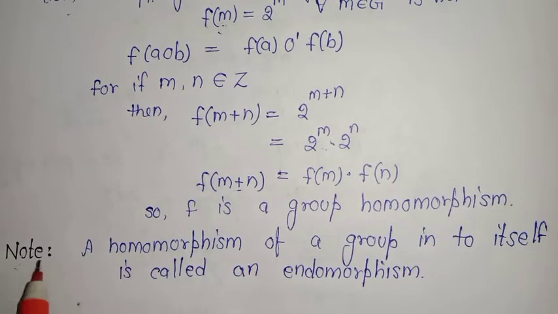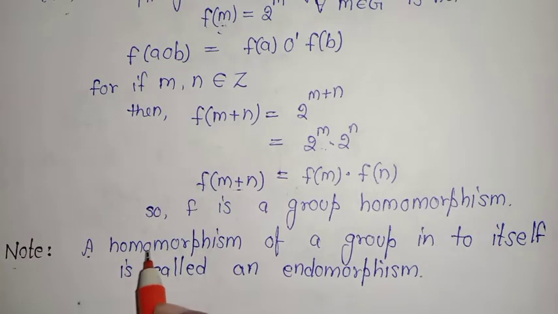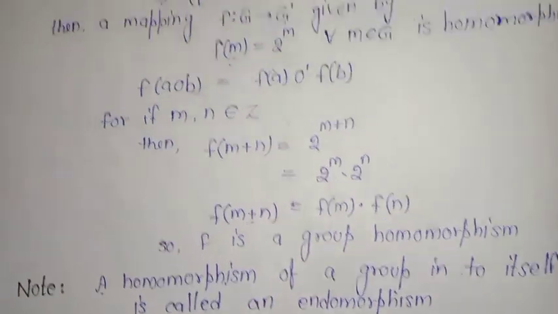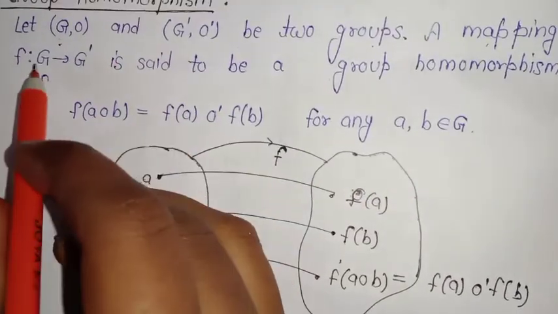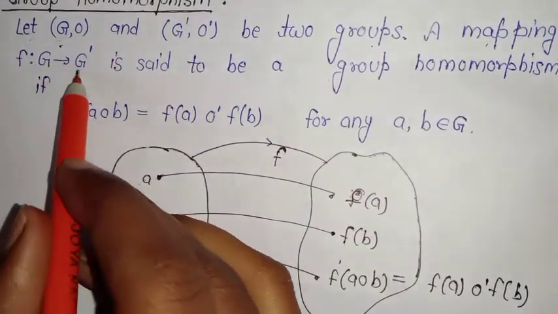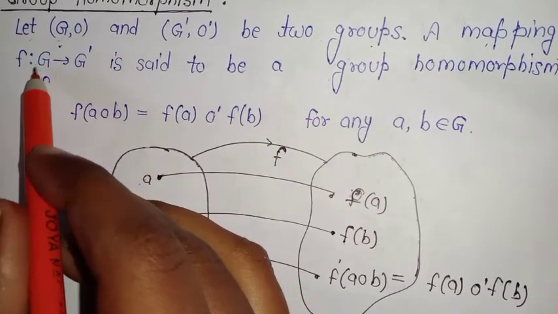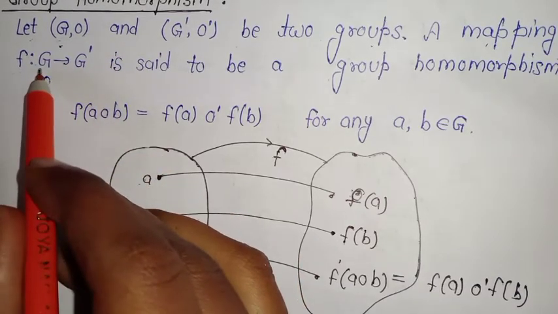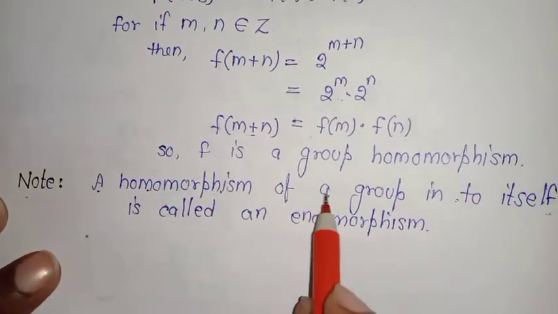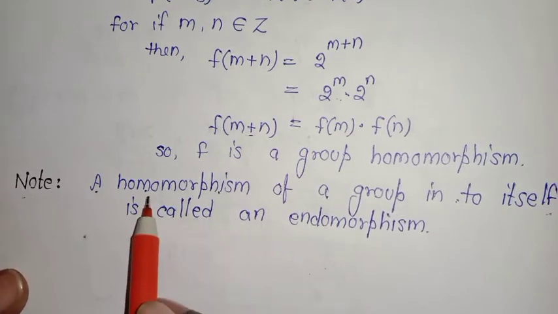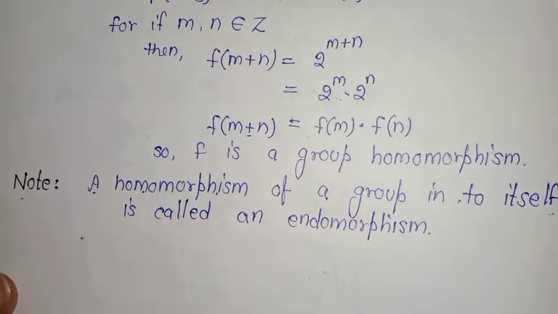Now there is a note point: a homomorphism of a group into itself. Suppose this mapping takes place from the same group to the same group, that is, G' is replaced by G. We are taking the group homomorphism from the given group to the given group again. In that case, this homomorphism is called an endomorphism. So always remember, if the homomorphism is from the same group to the same group, then it is called an endomorphism.